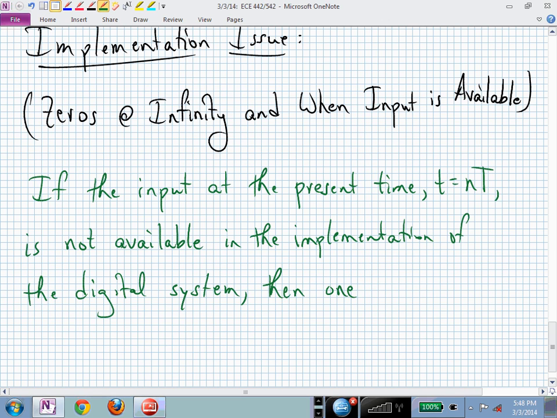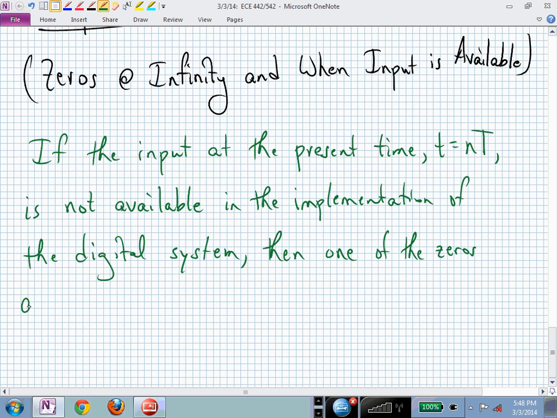Then one of the zeros at infinity needs to be mapped not to z equal minus 1, but actually to infinity, which really says just remove it. One of those factors needs to be mapped to z equal infinity.